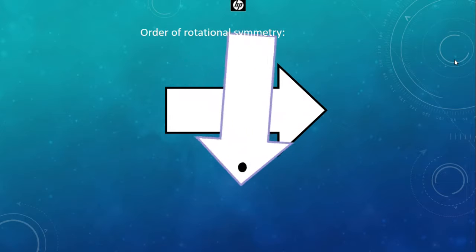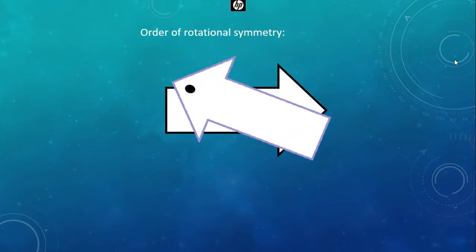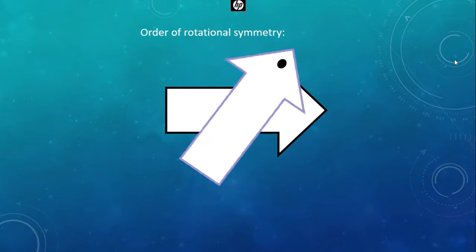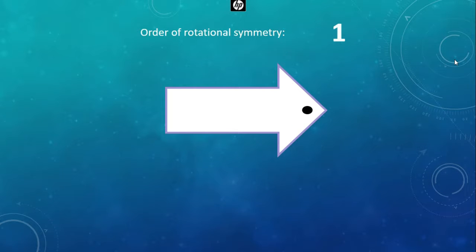So there's my dot, the dot goes on the arrow. Order of rotational symmetry, let's have a look. It goes all the way around to that. Still not the same shape, still not the same shape. Oh, hang on a minute. I can only turn it round once to make it the same shape. So my order of rotational symmetry is just 1.